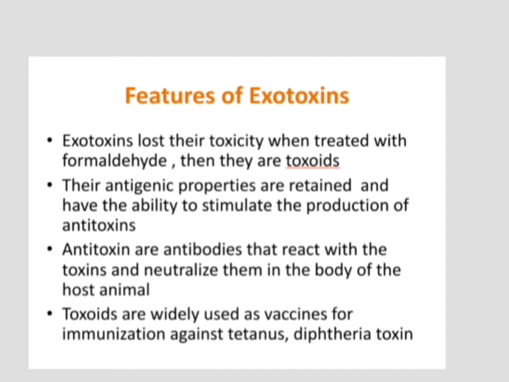Toxoids are widely used for the preparation of vaccines since they are attenuated toxins. So they never cause toxicity to the host cell, but they can elicit an immune response in the host. Examples of using toxoids in immunization are against tetanus and diphtheria. So tetanus toxin and diphtheria toxin, their toxoids are used in vaccination.